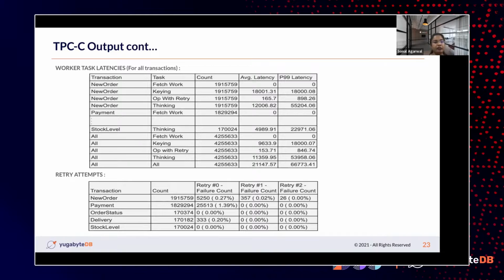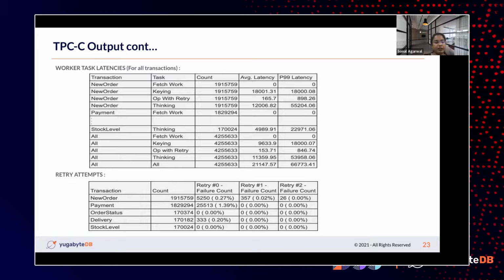The next is the worker task latencies. As told by Hemant, there are different phases of each transaction: fetch, work, keying, operation with retry, and thinking. This is the split-up of each transaction that is executed, and this is just a snippet to show that we capture and display the time spent in each phase. Again, if there is a performance degradation, it helps us concentrate on an area that may have caused it.